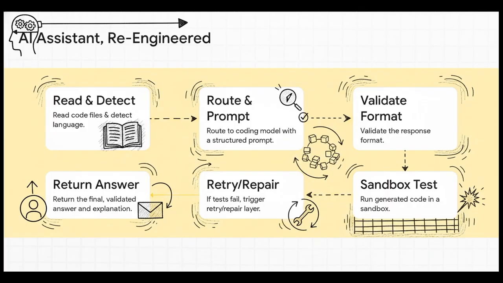First, the system reads the code and detects what language it is. Then it routes the request to a specialized coding model with a structured prompt. When it gets a response, it validates the format. Then, and this is brilliant, it runs the code in a safe sandbox environment to see if it actually works. If the tests fail, the retry layer kicks in to try and fix it. Only after all of that does the final validated and tested answer go back to the user. See the difference? It's not just a prompt, it's an entire intelligent workflow.